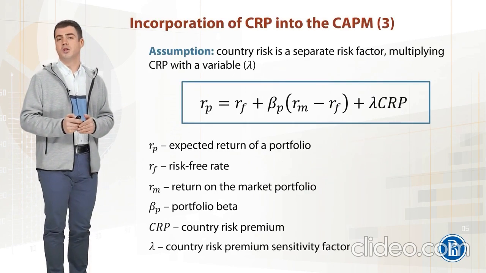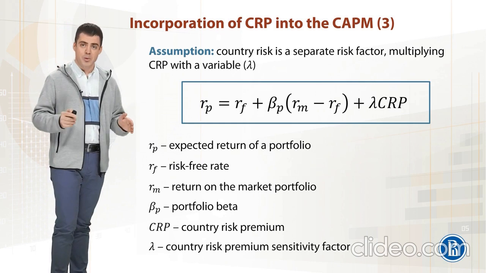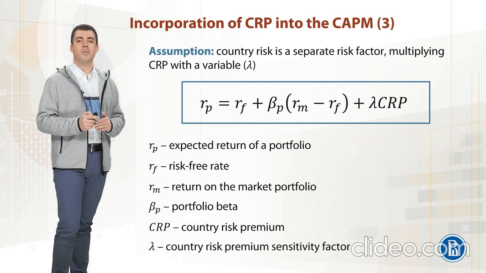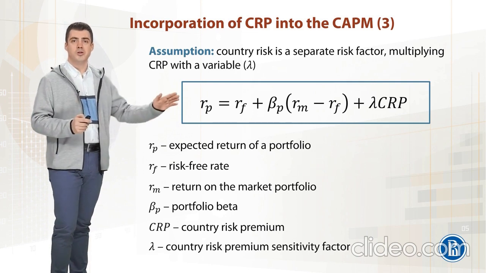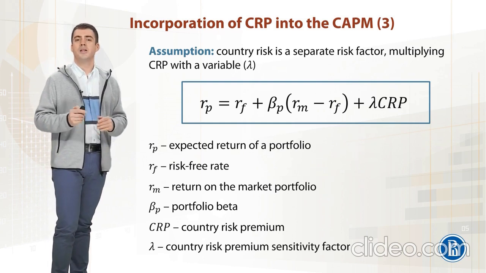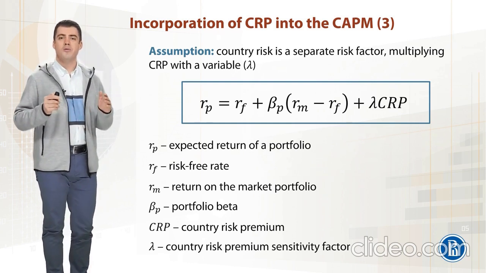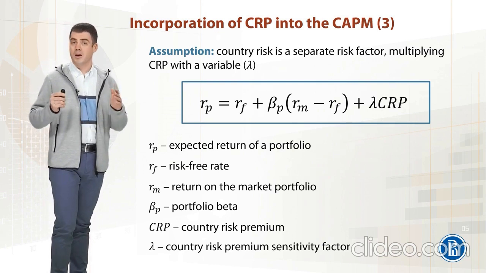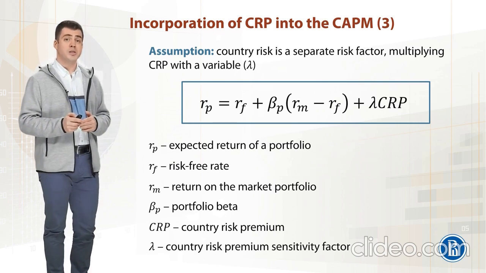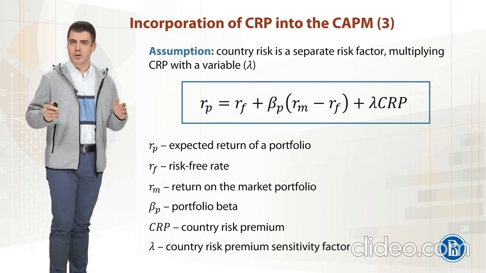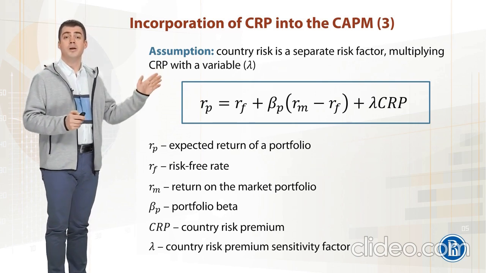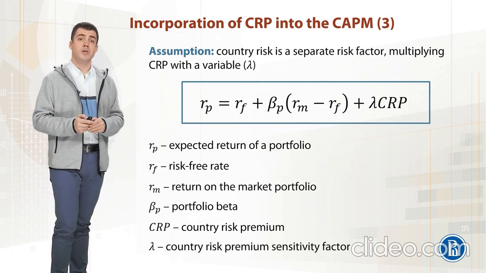Finally, the third approach considers country risk as a separate risk factor, multiplying the country risk premium with a variable which is generally denoted as lambda. In general terms, a company that has significant exposure to a foreign country by virtue of getting a large percentage of its revenues from that country, or having a substantial share of its manufacturing located here, would have a higher lambda value than a company that is less exposed to that country.